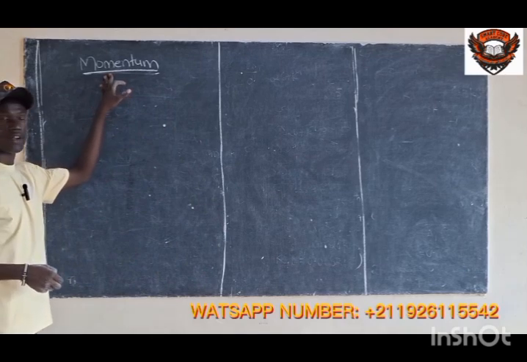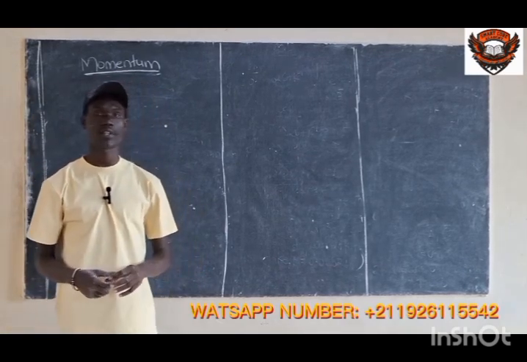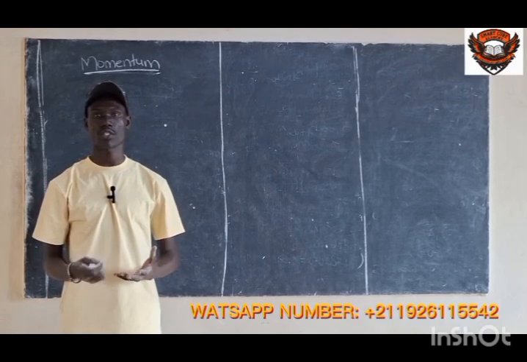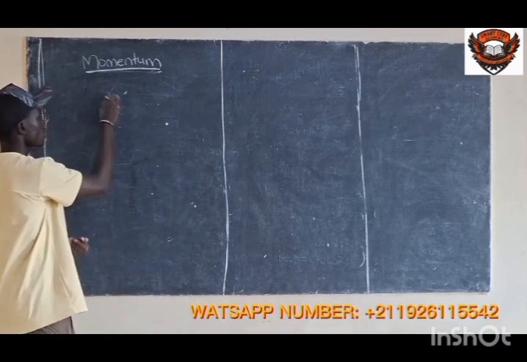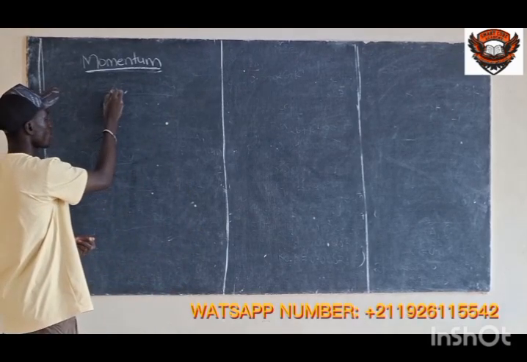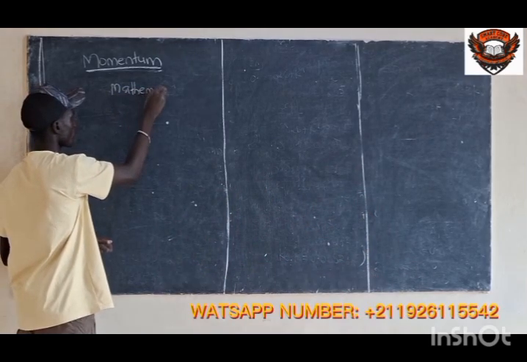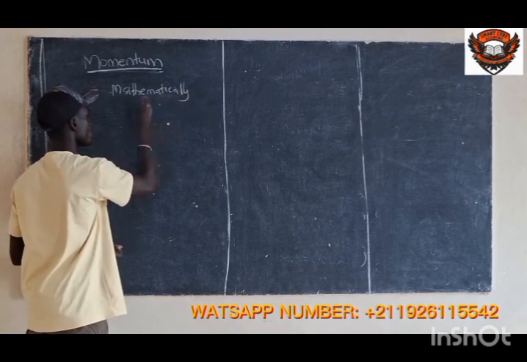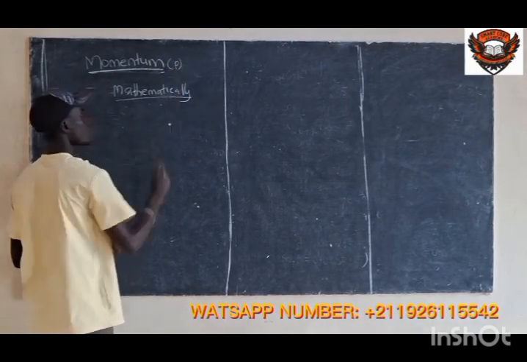Our topic for today in this class is momentum. Momentum simply is the product of mass and its velocity. Let's put it in simple terms. We say that momentum, which is the same mathematical expression, mathematically, first of all, momentum is represented with a small letter p.